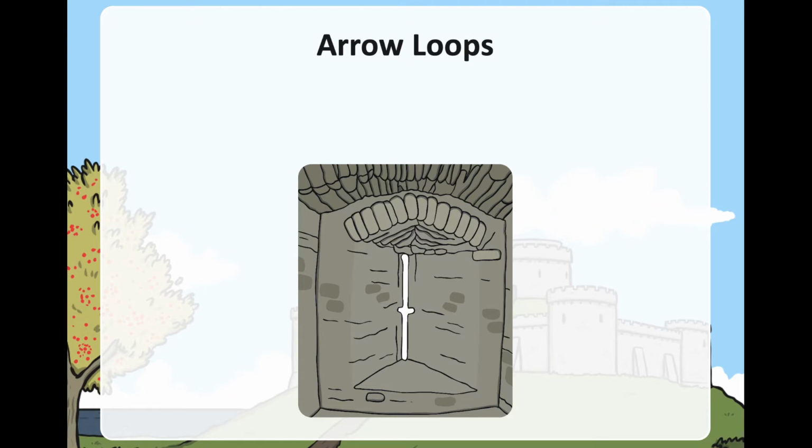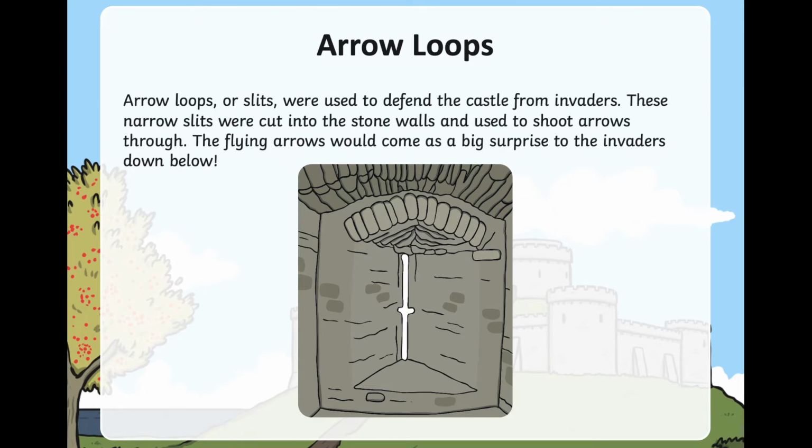Arrow loops. Arrow loops or slits were used to defend the castle from invaders. These narrow slits were cut into the stone walls and used to shoot arrows through. The flying arrows would come as a big surprise to the invaders down below. I wonder if you've ever been to a castle. Maybe you've been to Carrickfergus Castle. You might have seen arrow loops or arrow slits cut into the wall. You can have a look at them in that picture below as well.